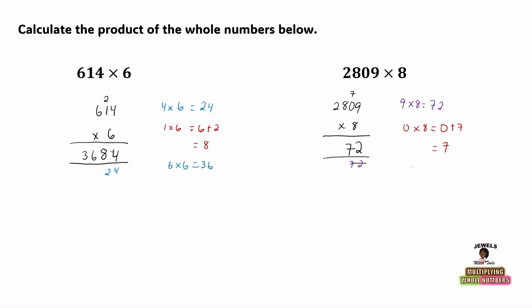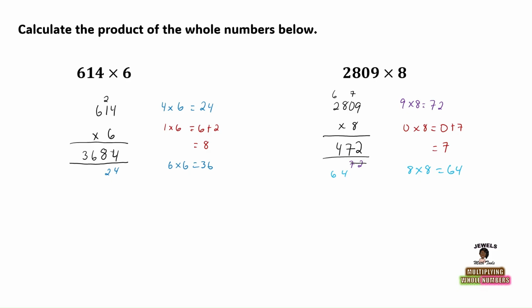So now we will be multiplying our 8 times 8, which is equal to 64. And I'm going to write my 4 and my 6 in as well. And remember that because I'm multiplying in the hundreds place now, my 4 will be written in the hundreds place, and the 6 will be carried to the thousands column.